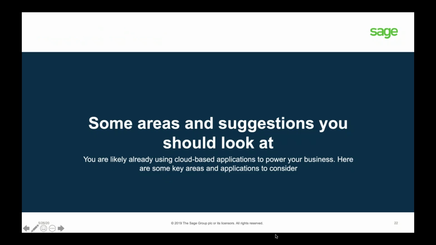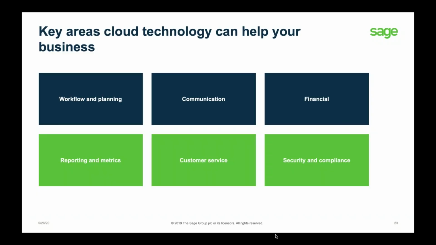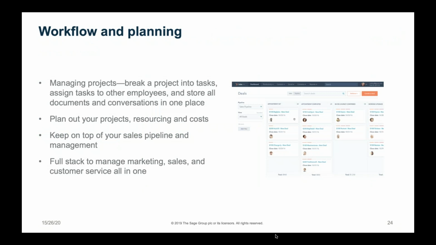Now we are going to move to my favorite slides. So I'm going to talk a bit more about some particular applications and uses for them in your business. I've looked at 6 key areas we're going to focus on, and I'm going to share some of our favorite apps in some of these categories as well. So the first is workflow and planning. This could be anything from managing projects, planning out your projects and your resourcing, your costs. Could be keeping on top of your sales pipeline and management, managing deals coming in and out. Or it could be a full stack to managing your marketing, email marketing, sales and customer service, customer help desk all in one.